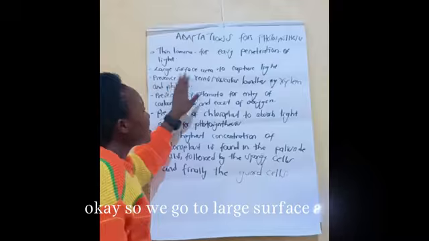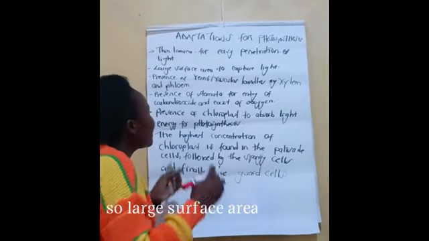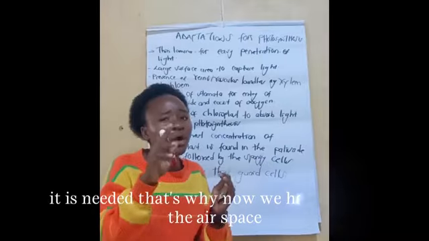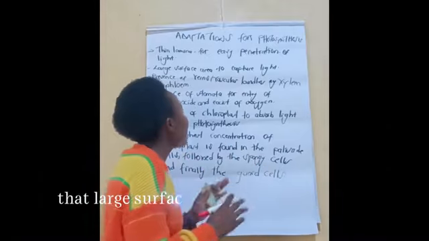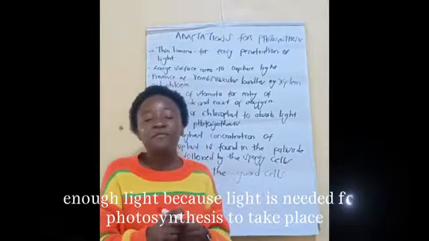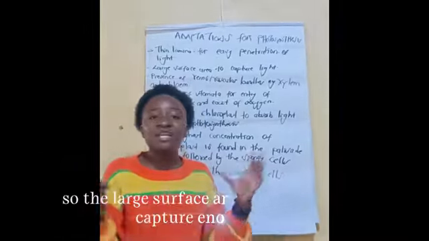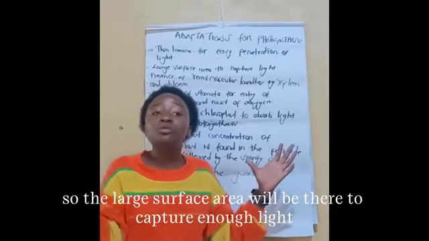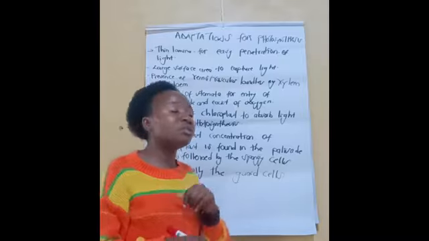Okay, so we go to large surface area. A large surface area in a leaf is needed. That's why you find the air space. That large surface area is there to capture what? Enough light, because light is needed for photosynthesis to take place. So the large surface area will be there to capture enough light for photosynthesis to take place.